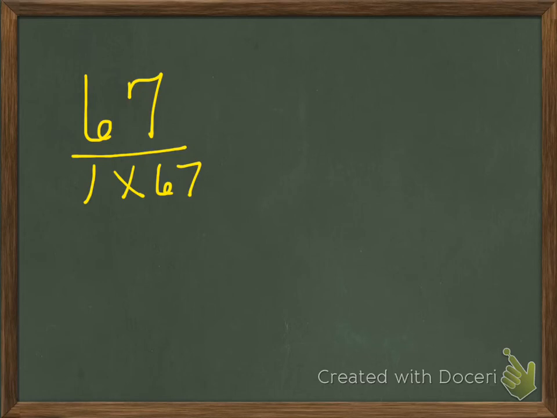Now, using what I know about the divisibility rules, is 67 an even number? No, it is not. So we know that 2 cannot possibly be a factor. If I add 6 plus 7, 6 plus 7 is 13. 13 is not divisible by 3. Therefore, 3 is not a factor of 67.